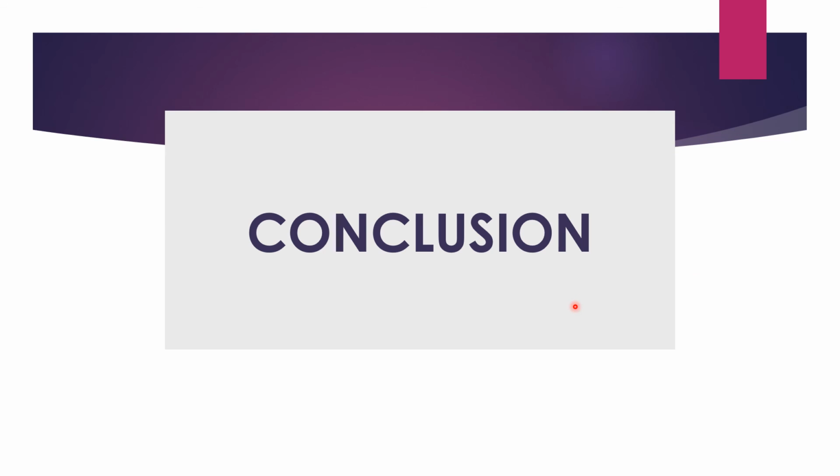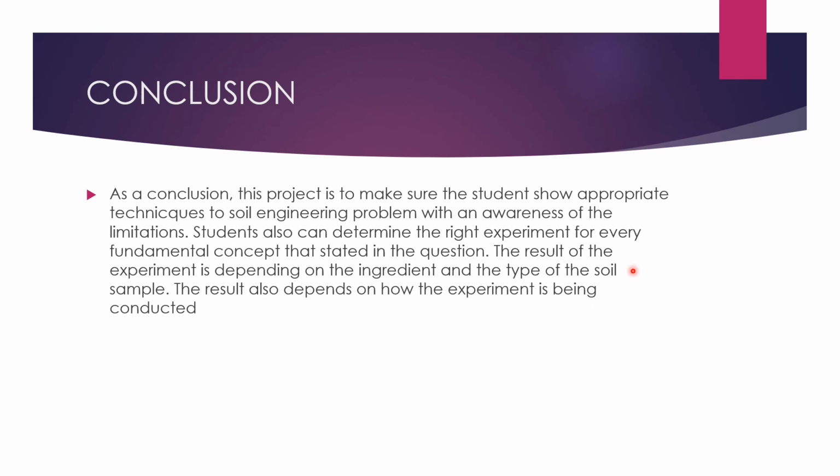Okay, this is the conclusion of the mini project. As a conclusion, this project is to make sure that students show appropriate technique to soil engineering problems with an awareness of the limitations. A student can also determine the right experiment for every fundamental concept stated in the question. The result of the experiment depends on the ingredients and the type of the soil sample. The result also depends on how the experiment is conducted.